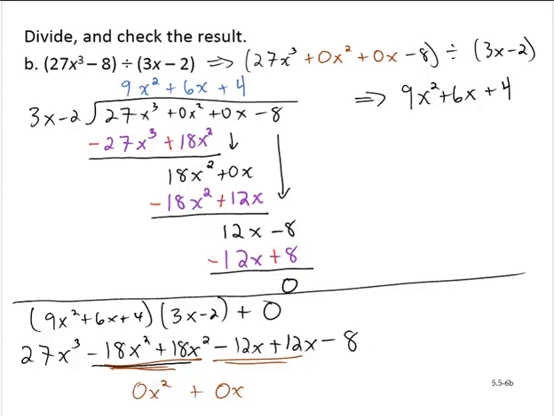And so we have remaining 27x cubed plus 0x squared plus 0x minus 8, which is the original dividend, and I can be confident in my quotient.